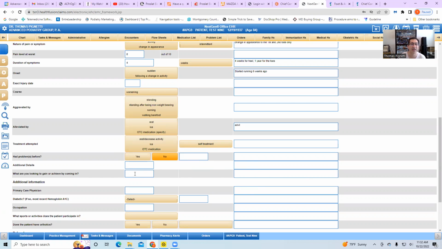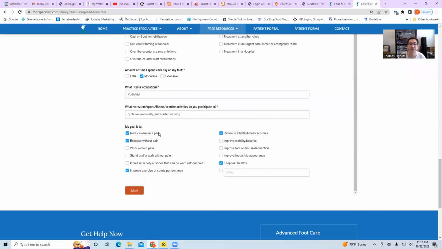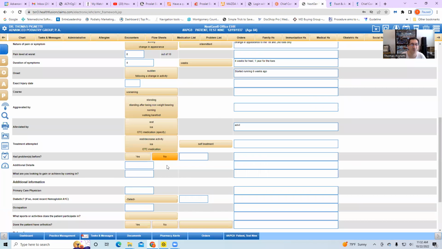What are you looking to gain by coming in? The specification that I put down here is I want to reduce pain, exercise without pain, improve performance, return to activity, keep feet healthy. So I'll put down here what I hope to get from coming in: return to running and exercise, keep feet healthy, and reduce pain.